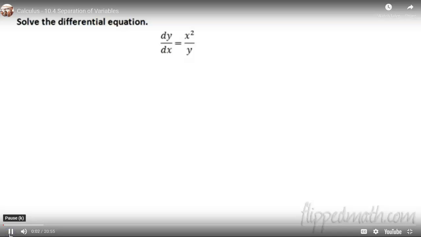Let's take a look at some differential equations here. Differential equations just means they have derivatives in them, so we're going to be looking at derivatives. And this is the last section here. This is going to be awesome.